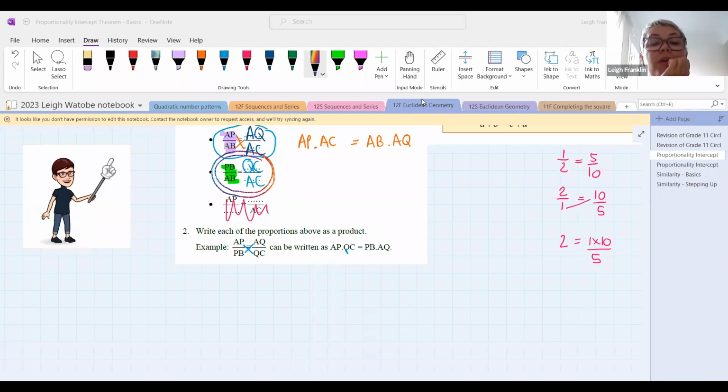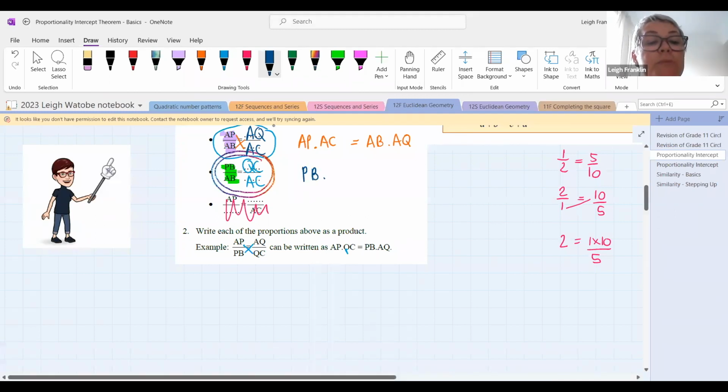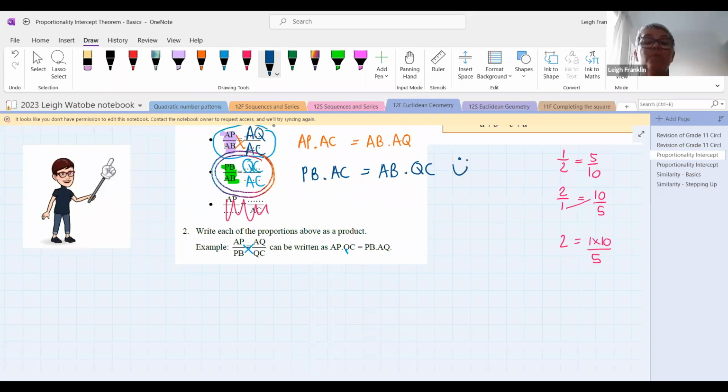Brilliant. They are really on fire today. I'm so super impressed, guys. That's great. So we can write this as PB times AC equals AB times QC. And that's exactly what you guys were popping into the chat. All right, brilliant. So now we've had a little bit of practice working with these manipulations.